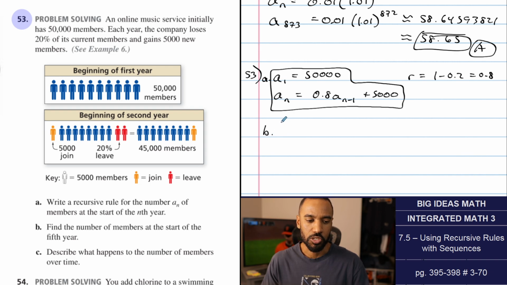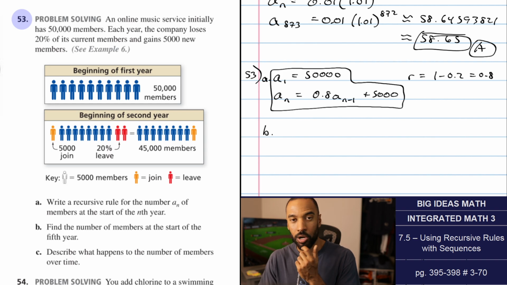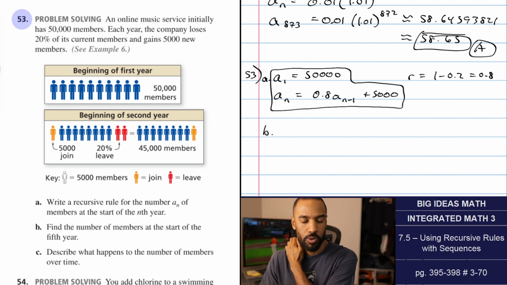Find the number of members at the start of the 5th year. So even the book was using the calculator at this portion. So I'm going to do the same thing. Here's what I'm going to do. I'm going to start with just the number 50,000. Literally, I'm going to press 50,000 and just enter. That way, anytime I recall this answer, it's just that number. Okay. Now I'm going to take my formula, 0.8 times my previous answer, and then plus 5,000. This will show me the answer for year 2.